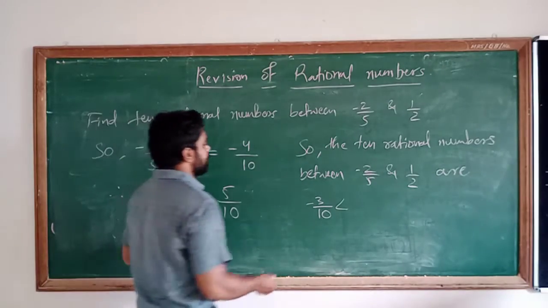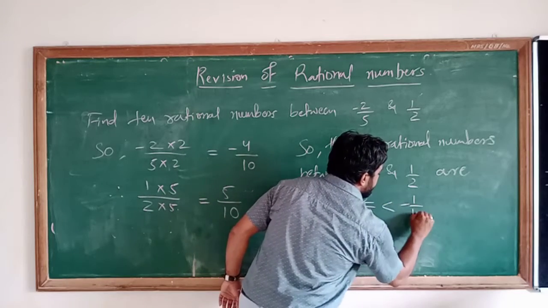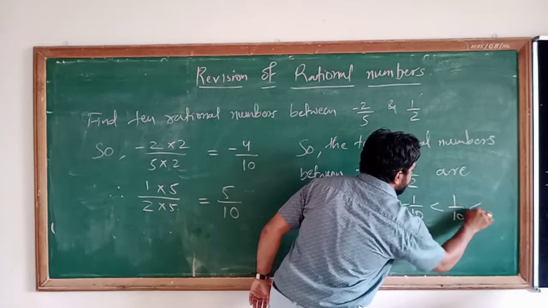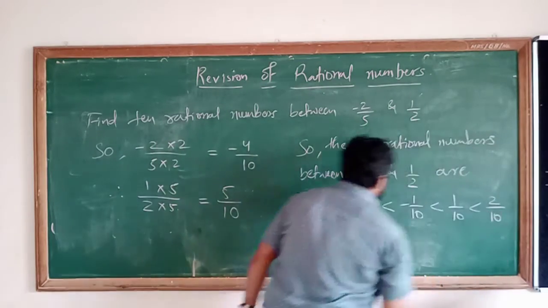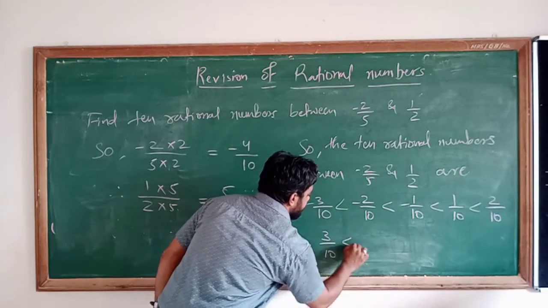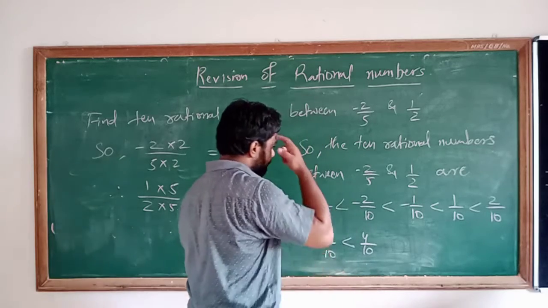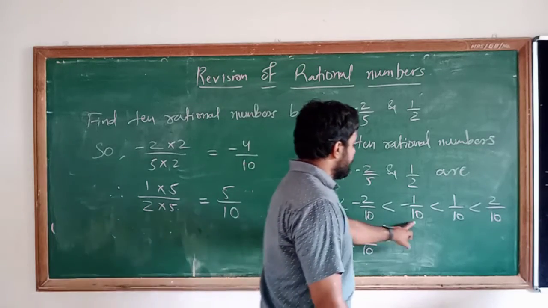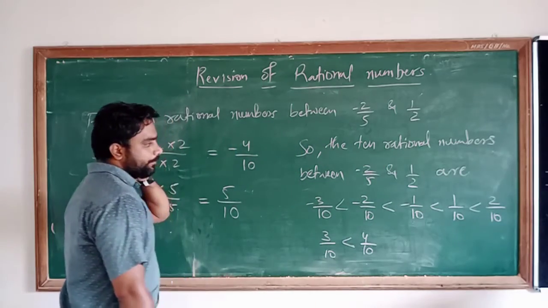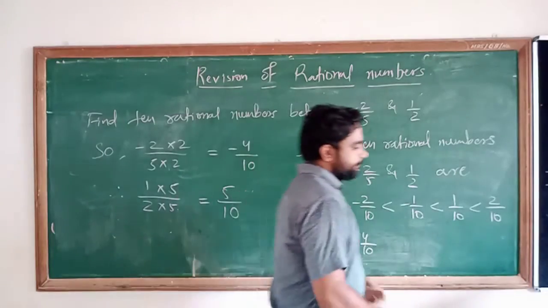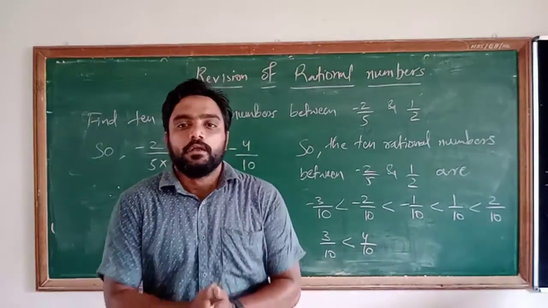Okay. Now next one is which one? After that minus 2 upon 10, then minus 1 upon 10, then 1 upon 10, then next one 2 upon 10, yes, then 3 upon 10, then 4 upon 10, then the last one that is 5 upon 10. Okay. So 1, 2, 3, 4, 5, 6, 7. Okay. So in order to obtain a greater number, yes, now just see here.